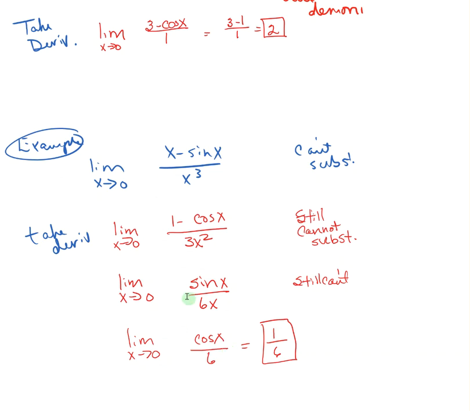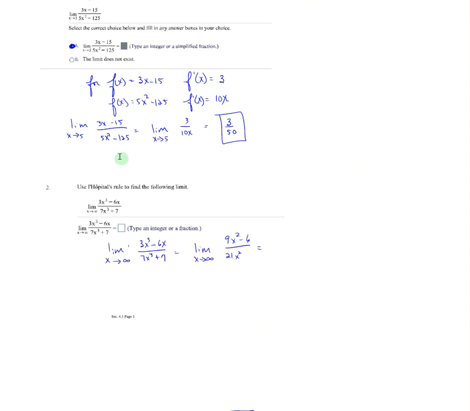I think we have 4 problems to do just to get a taste of this, so let's go look at that. Number 1 says use L'Hopital's rule to find the limit, and we have (3x minus 15) over (5x squared minus 125) as x approaches 5. If we were to plug in 5 here, that would be 125 minus 125, so that doesn't work. On the top, the derivative is 3. On the bottom, the derivative is 10x. Now the limit as x approaches 5 of 3 over 10x, you can plug in the 5 and you get 3 over 50.